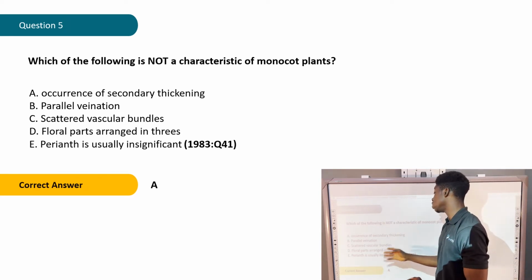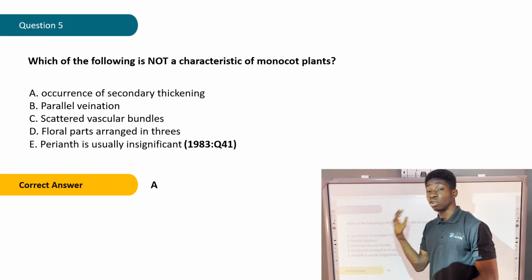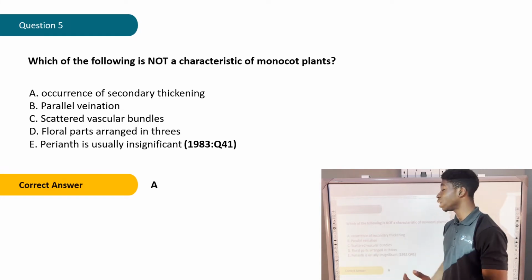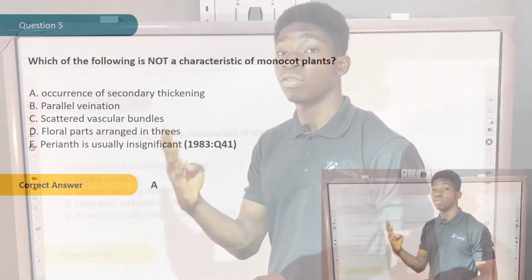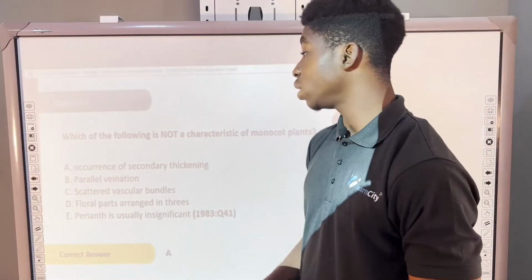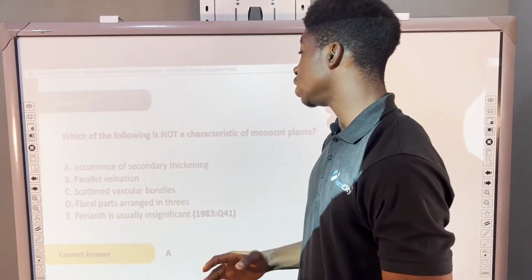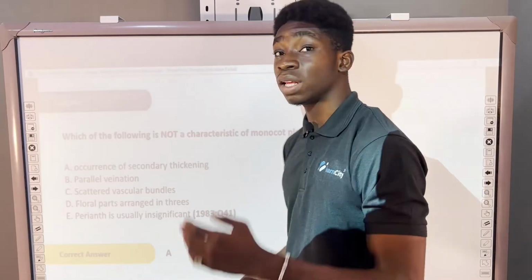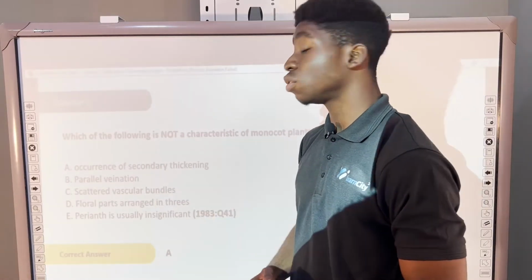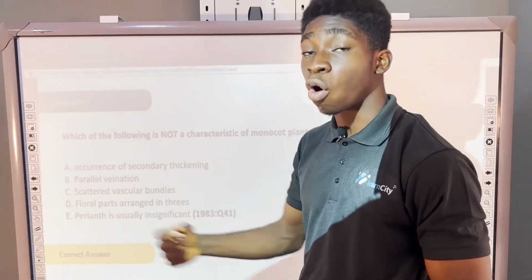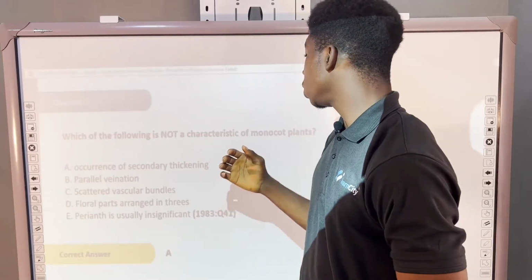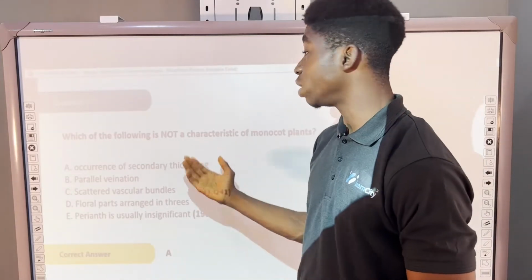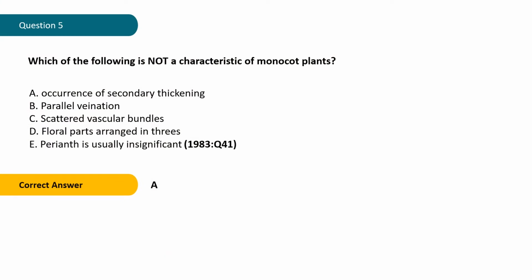Floral parts arranged in threes. That's another feature of monocot plants. Dicot plants have their own floral parts arranged in 4s or 5s. Secondary thickening doesn't occur in monocot plants. It is a feature of dicot plants. So that's why the correct answer is A.